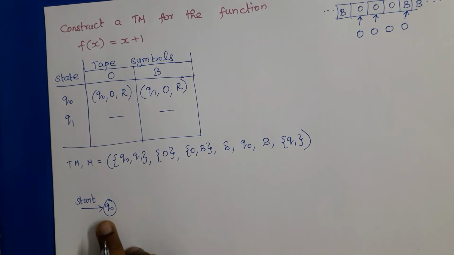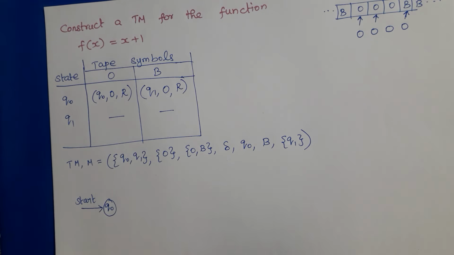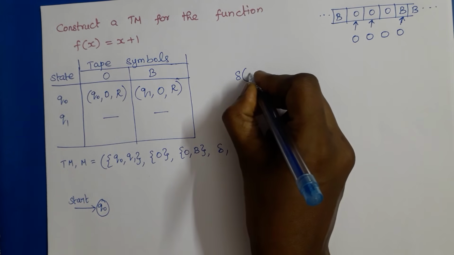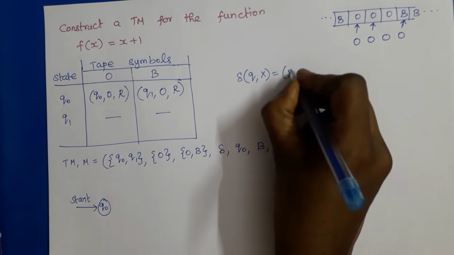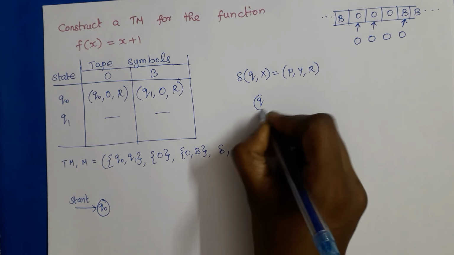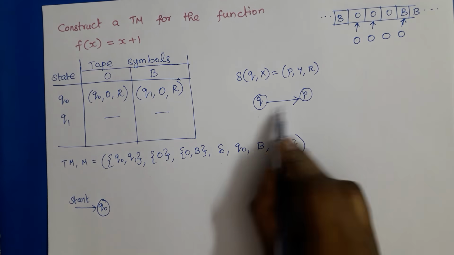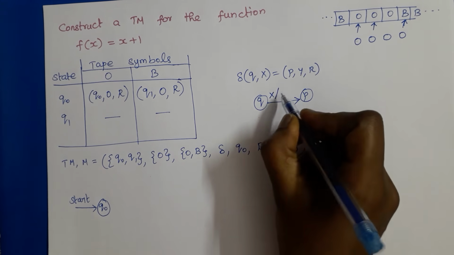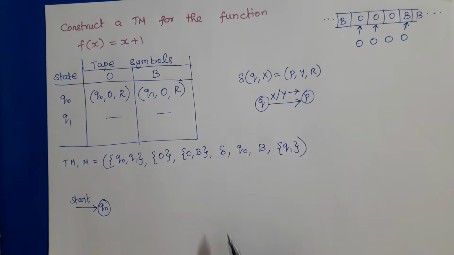Okay, then from q0 to q0 there is a transition. So suppose there is a transition like this, q comma x equals p comma y comma right move, means from state q to p we need to draw an edge, and this edge must be labeled by x forward slash y. Right move means we need to put a right arrow.